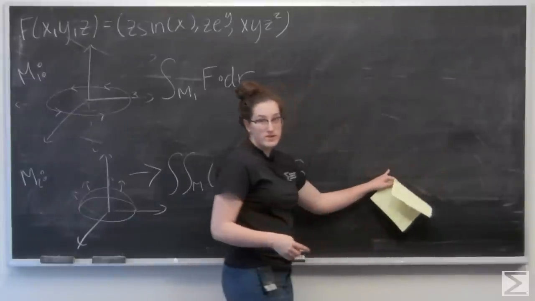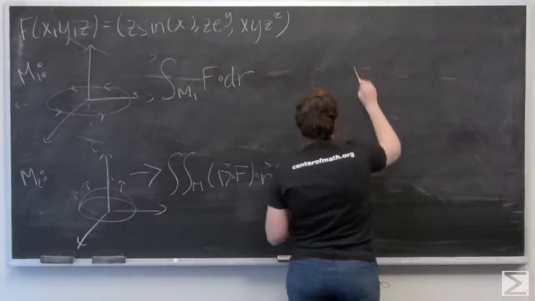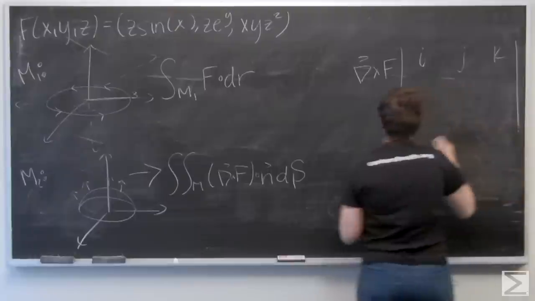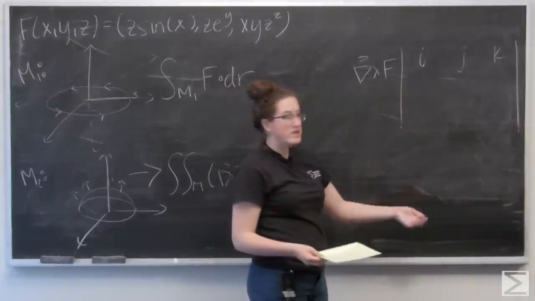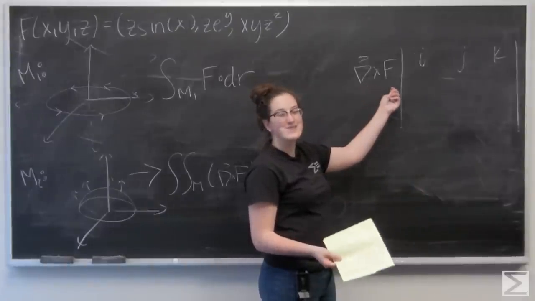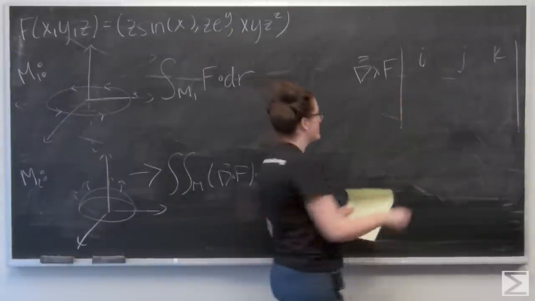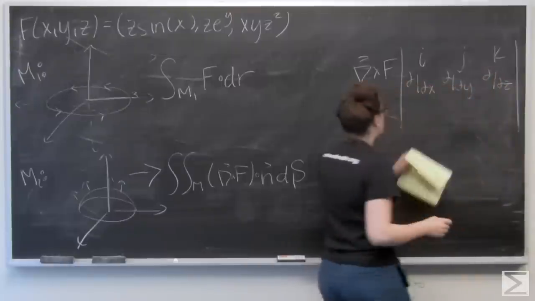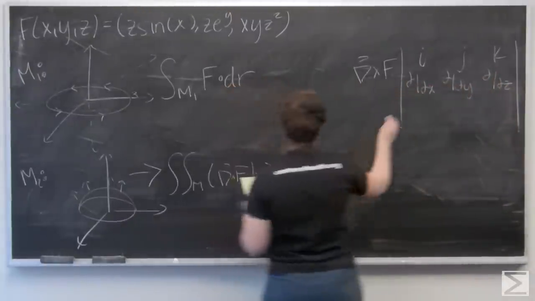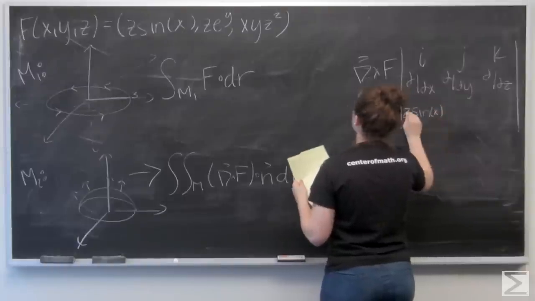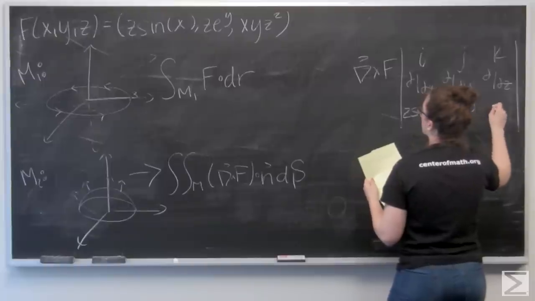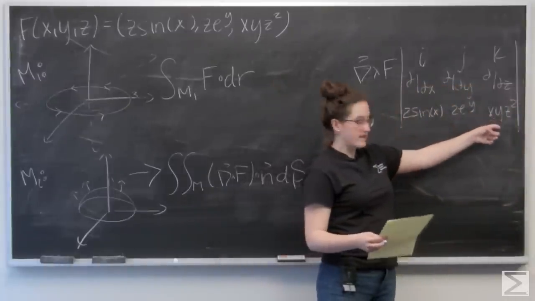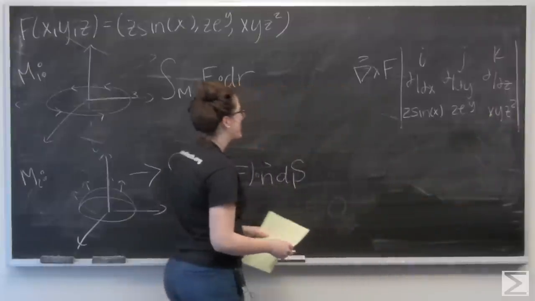So to do that, I'm going to use a 3x3 matrix and cofactor expansions. So to do the curl, let's think about the cross product of the gradient operator and the vector field f. So the second column here is going to be the gradient operators. And then the third column is just going to be f: z sine of x, z e to the y, and x, y, z squared. So let's go ahead and find this gradient.